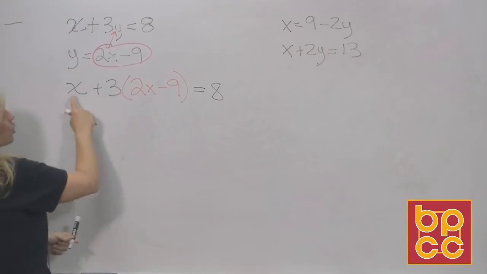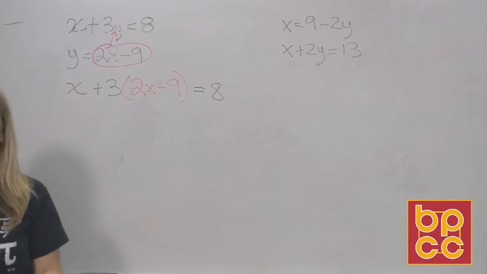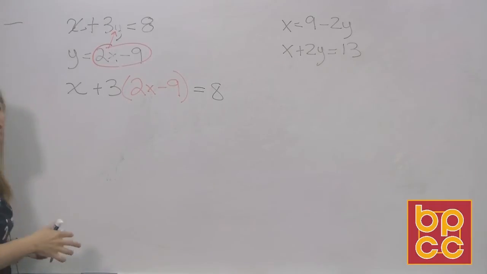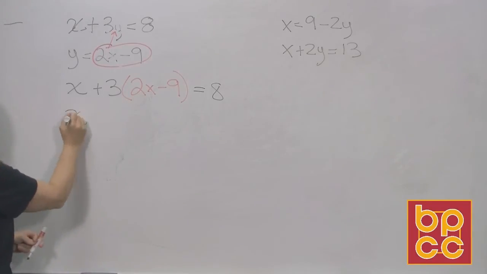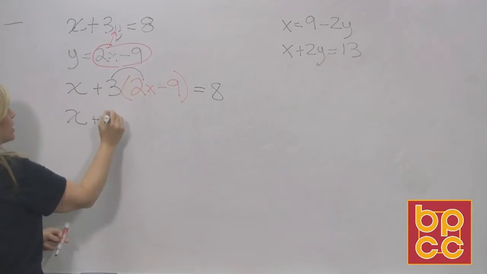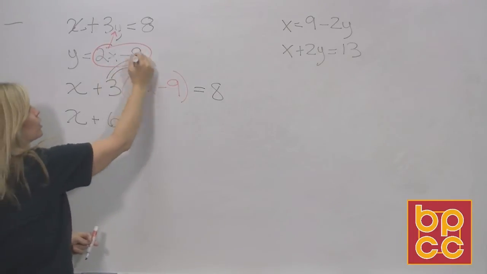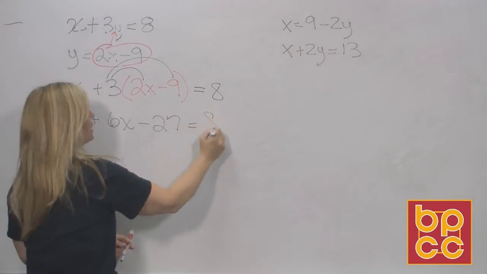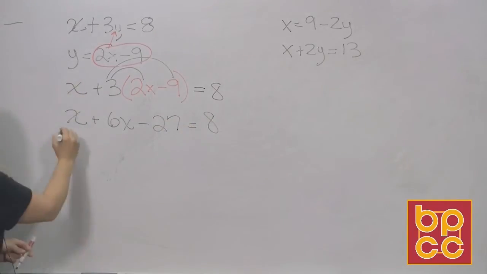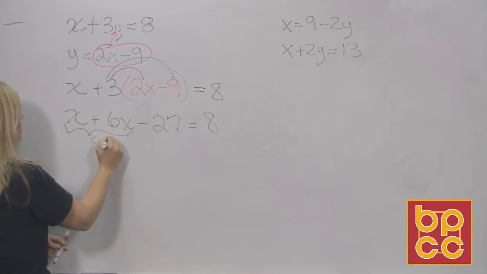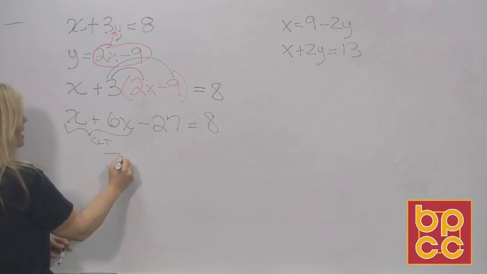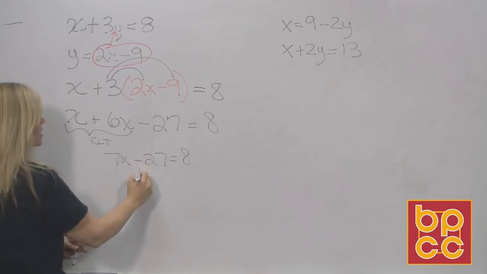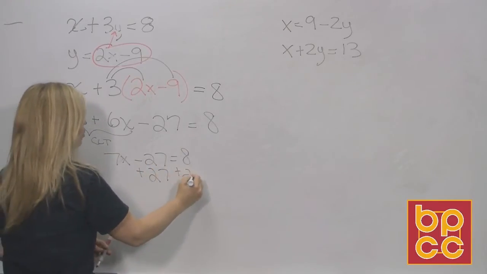Now if you look, this equation has all x's in it. It's something you can solve. We're back to Algebra 1, a linear equation. So what are we going to do first? That's right, we're going to distribute the 3. So 3 times 2x is 6x. We're going to distribute the 3. 3 times negative 9 is negative 27, equals 8. Then we're going to collect our like terms, CLT. 1x and 6x is 7x, minus 27 equals 8. We're going to move our constants to the right, so we're going to add 27.